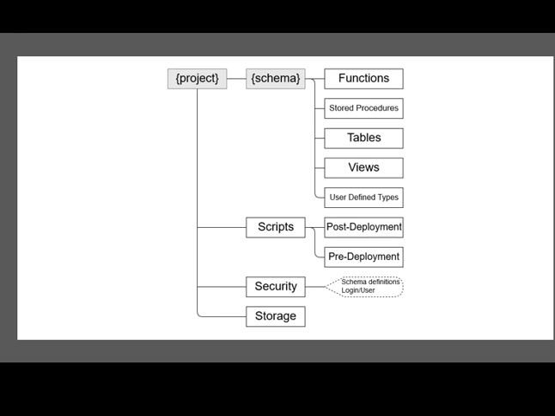So you'd have your project, a folder for each schema that you have in your database, and then your scripts and your security, which would be like schema definitions and login user. And then maybe if you're doing in-memory tables, you'd have your storage there. And under each schema, you might have functions, stored procedures, tables, views, user defined types and such. And I'm sure there's stuff that I have missed up there.